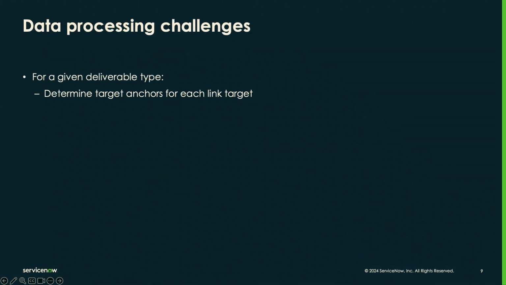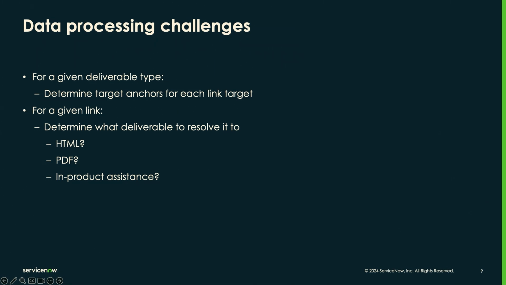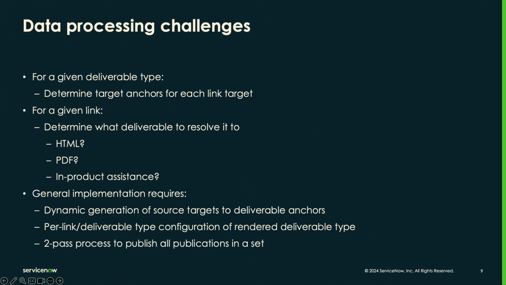So for a given deliverable type, you have to determine what the target anchors are for each link target, right? So I have a topic with a key in my source. What does that become when I publish it to HTML? What does that become when I publish it to PDF? What does that become when I publish it to the thing we haven't invented yet, right? So that's the challenge.